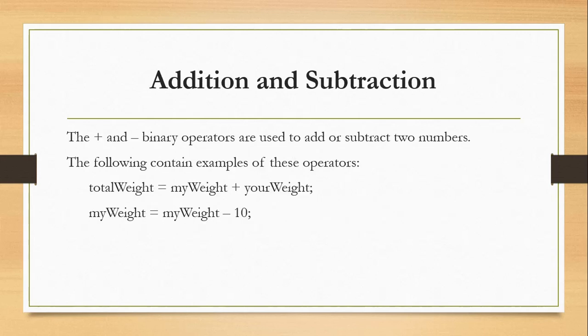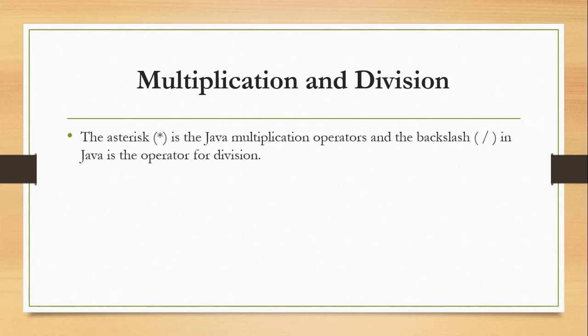So these are the operators used for addition and subtraction. The plus sign and the minus sign are binary operators used to add or subtract numbers. For multiplication, we have the asterisk and the forward slash, which are binary operators in Java used for multiplication and division. So these are the following examples.